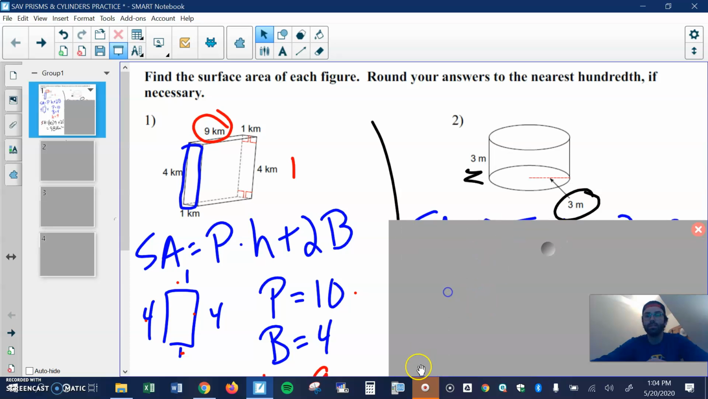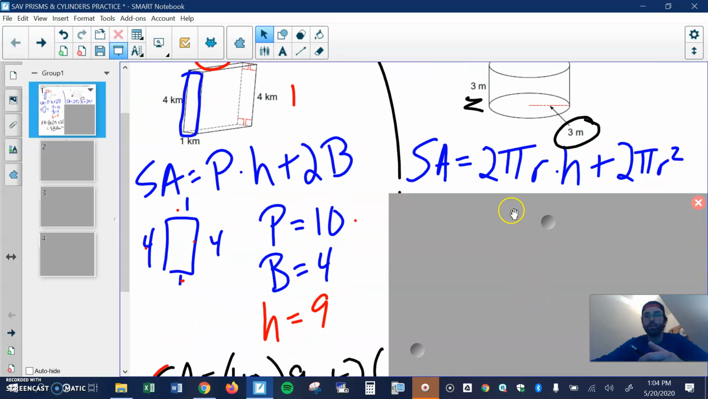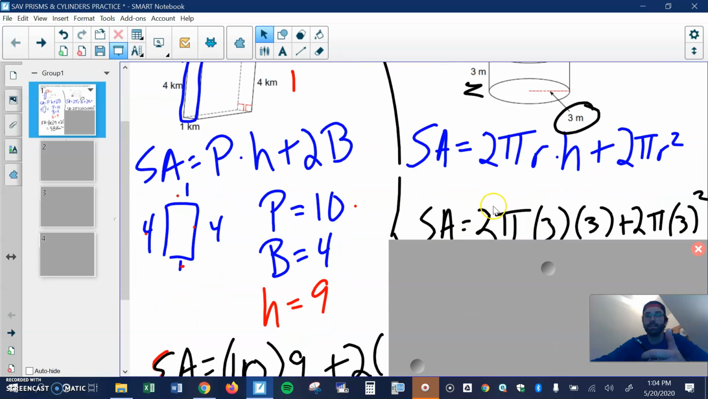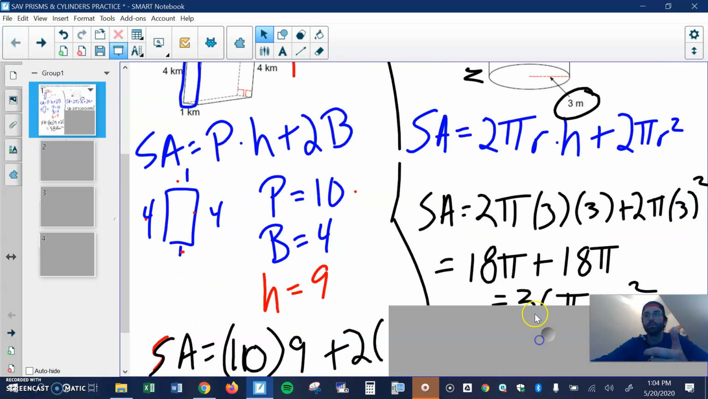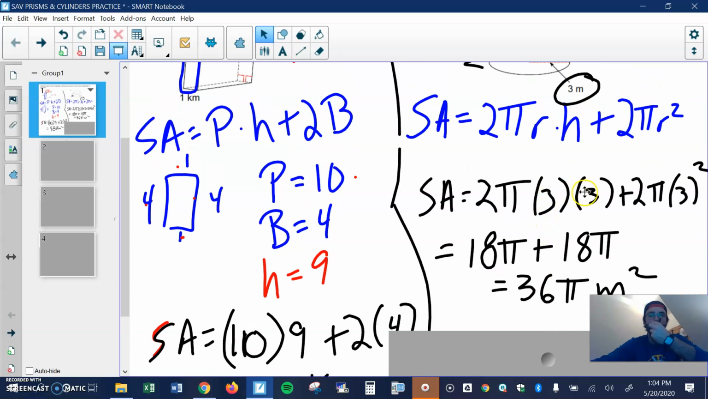Number 2 is a cylinder. Within this cylinder, we want to find the surface area. Remember, cylinders and prisms are related, except the cylinder has a circular base. So the perimeter of the circular base is 2 pi r. The area of the circular base is pi r squared. Luckily for us, the radius and the height are the exact same here. So this one was pretty straightforward, I thought. Doesn't need much explanation. 3 times 3 is 9. 9 times 2 is 18. 3 squared is 9. 9 times 2 gives me 18, to get 36.